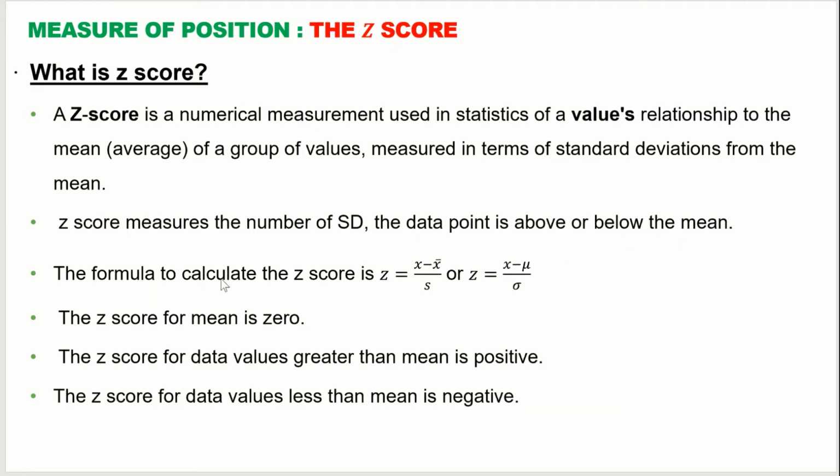And in order to calculate the z-score, we use this formula: z equals x minus mean over standard deviation. For the sample, we use the first formula, and for the population, we use the second formula. Because we are counting from the mean, the z-score for the mean is 0, the z-score for any value greater than the mean will be positive, and the z-score for any value less than the mean will be negative.